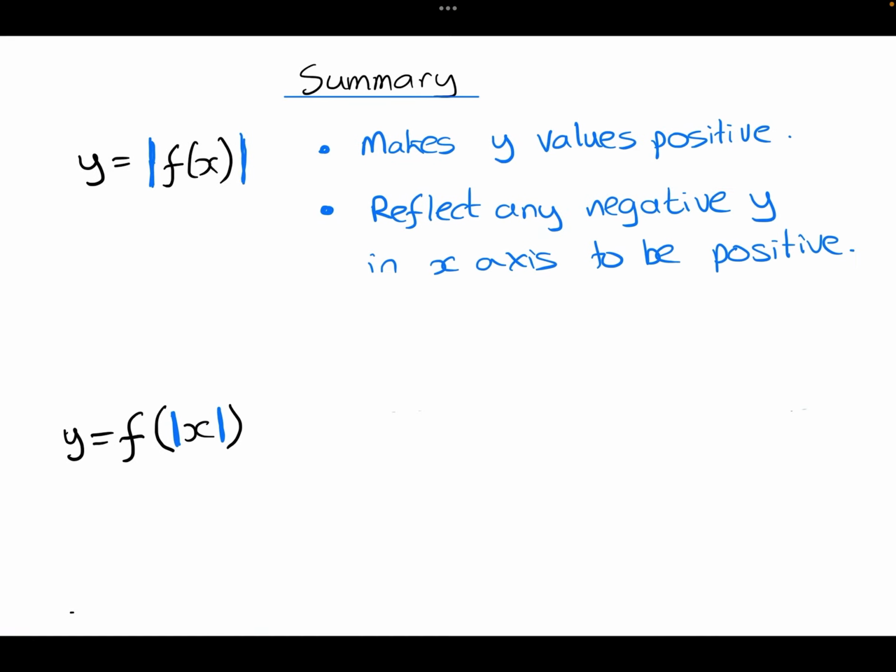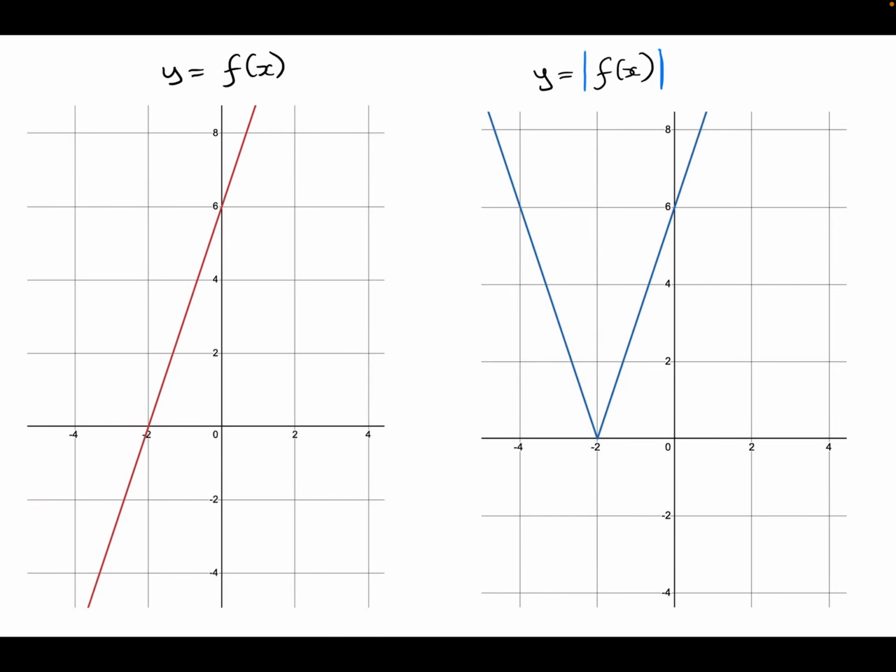So just to summarise that, the modulus on the outside makes the y values positive. So we are just going to reflect any negative y in the x-axis so they become positive. Let's have a look at a few quick examples.